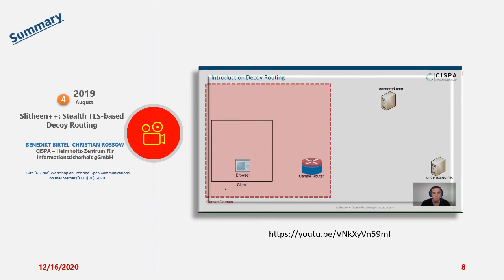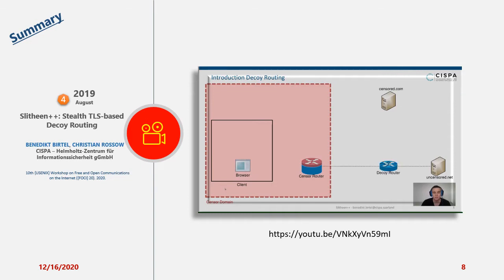On the left side, we have a client inside the censor's domain that would like to browse the web. We assume in this case that the censor uses IP-based blocking. On the right, outside of the censor's domain, we have two web servers. Uncensored.net can be reached by the censored client, while censored.com is on the blacklist. So when the client tries to establish a connection to censored.com, the censor will deny the access. Without any circumvention tool, the censored client will never be able to reach censored.com.